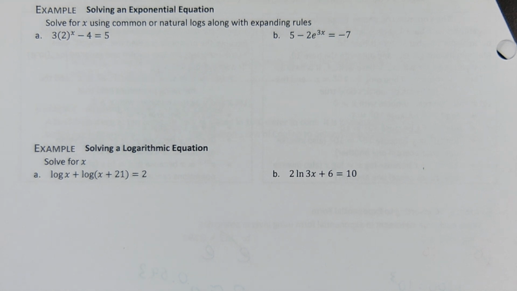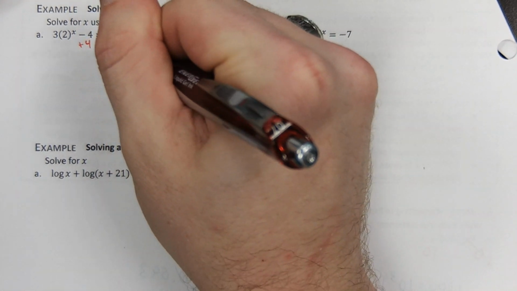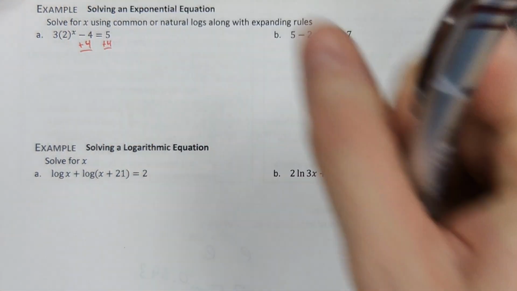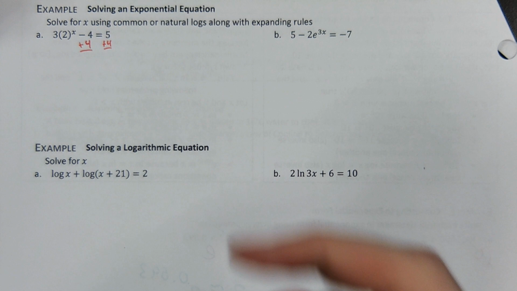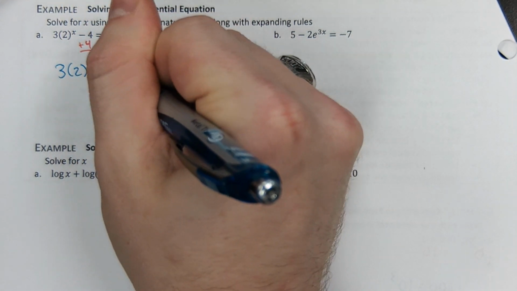But we don't want to get ahead of ourselves here. I'm trying to get x alone. What's the very first thing I'm going to need to do? Someone, what is that? Add 4. Cool. Let's add a 4 to both sides. Good old sad MEP, right? So we have 3 times 2 to the x equals 9.